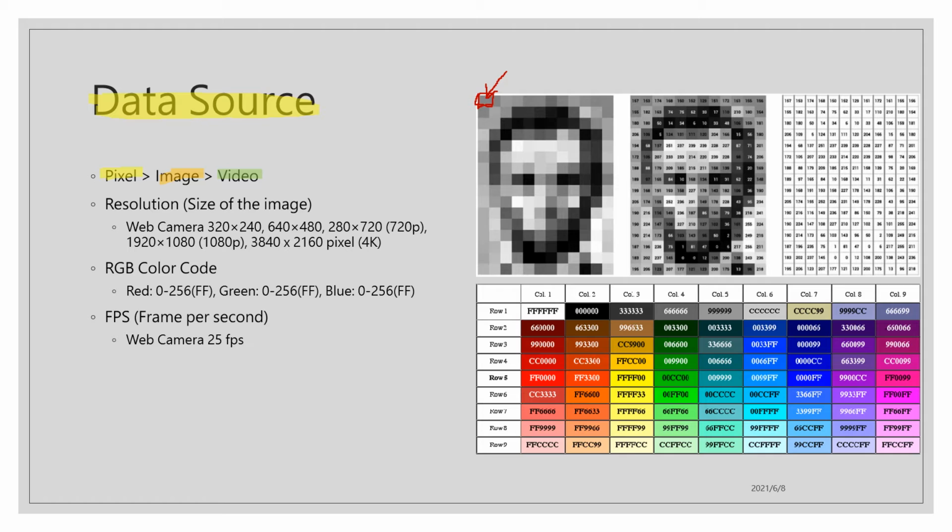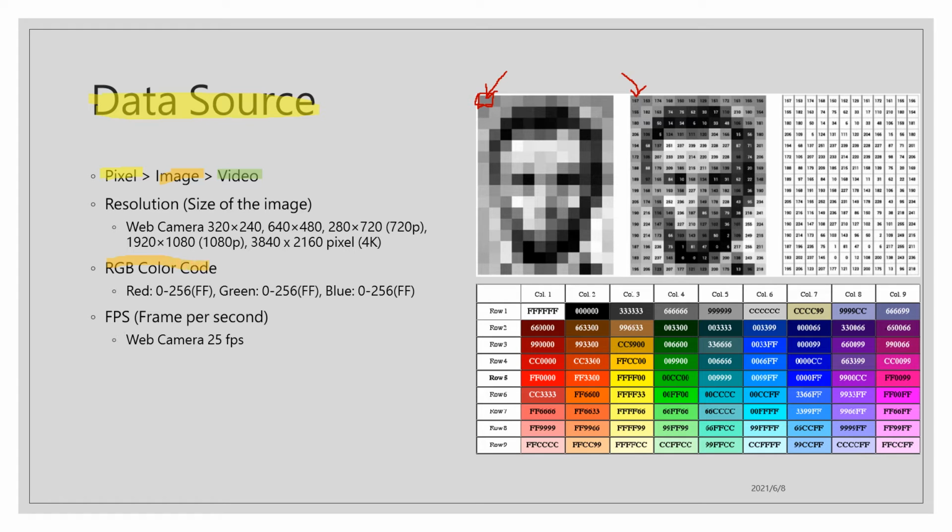So the computer is like that. We have different pixels forming together into an image, lots of different images, and then we have videos. So here is an image. Then we try to encode each image into a digital signal. What we are going to use is a color code.